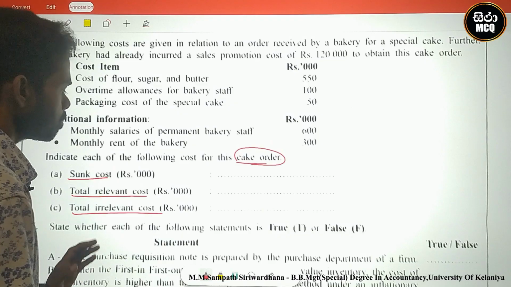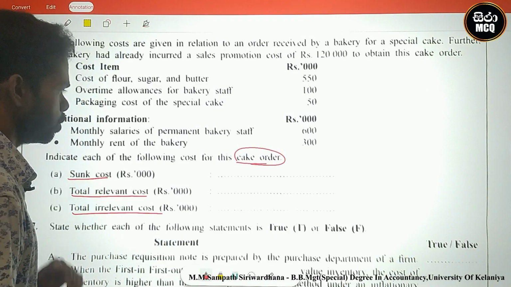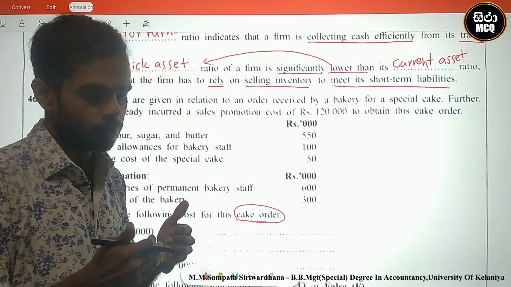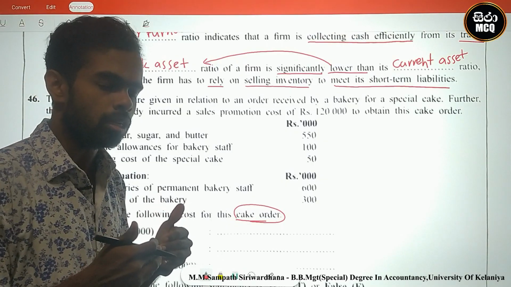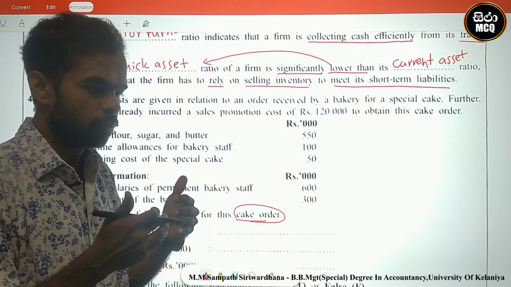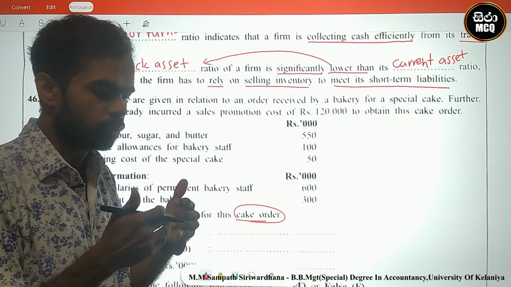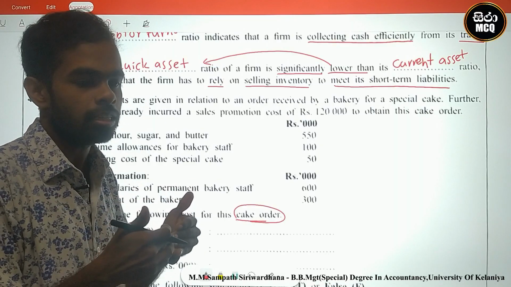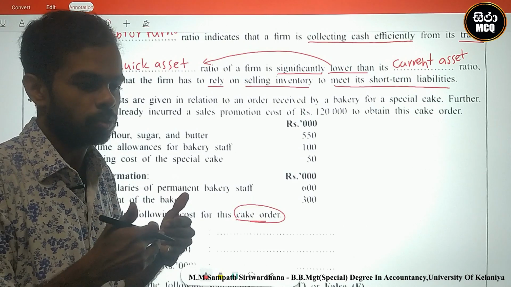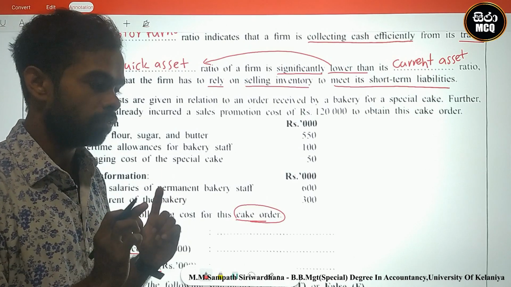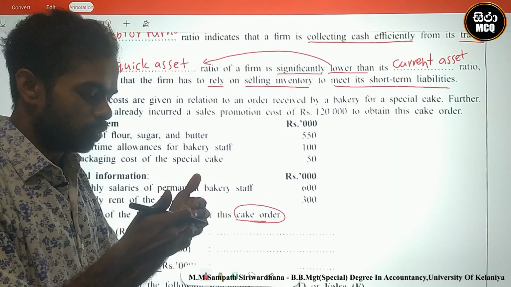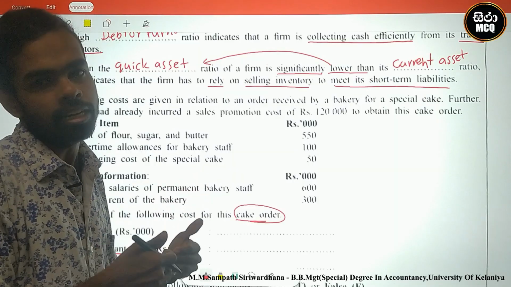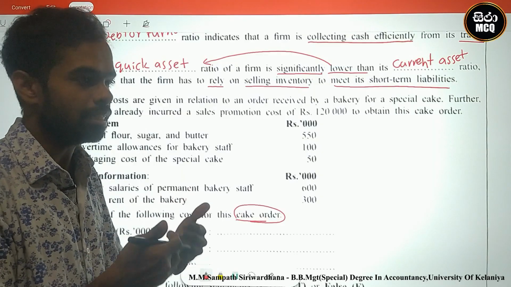Okay, look here. Firstly, we find the sunk cost. Sunk cost means before this decision we must have already done it. Before this order, or before this new decision, we already paid this cost. Before the decision making, before they started this work, we already paid this cost.